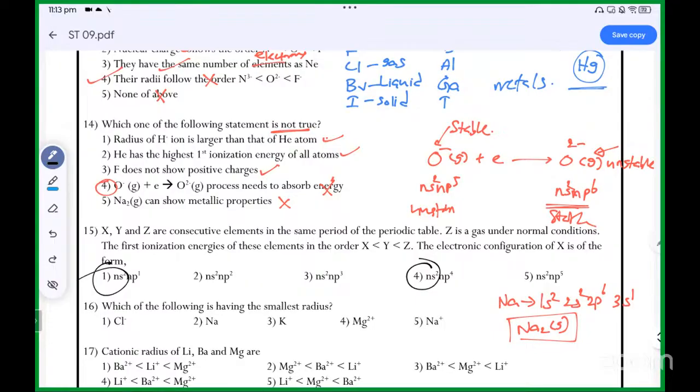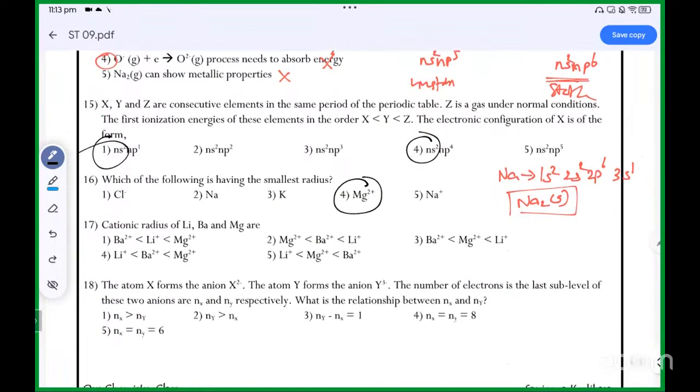Right. The next one. Which of the following is having the smallest radius? Cations are having the smallest radius. So you can check magnesium 2 plus is the lowest radius out of this set that has been given. You can check, right? You know how to check them. So the answer should be the fourth one.